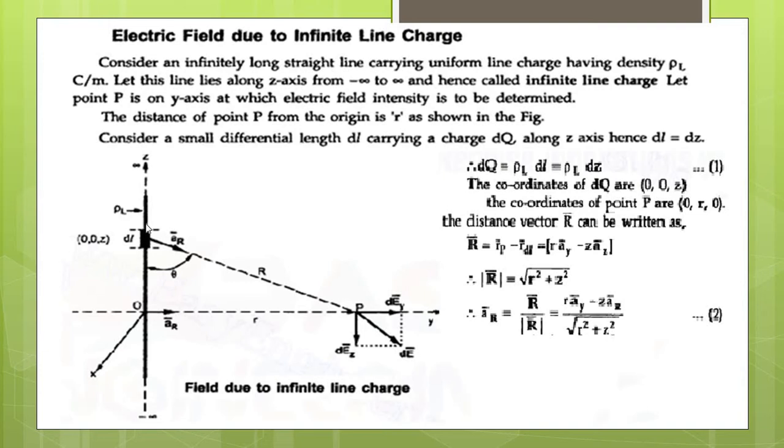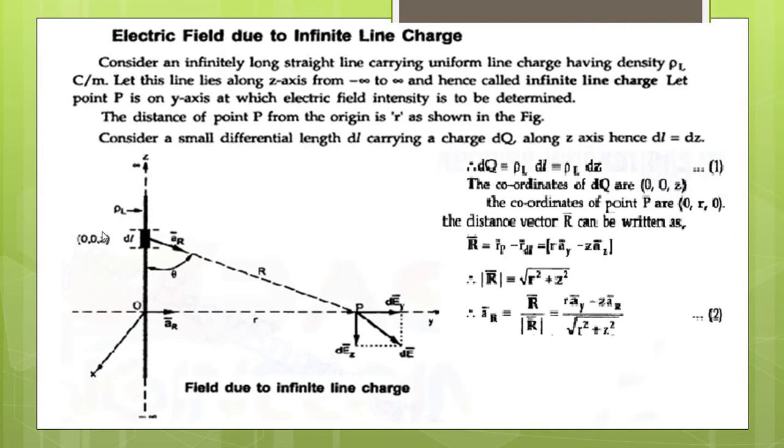We'll consider a differential length on the z-axis as dl. The distance between the origin and dl is z. The distance between dl and P we'll denote with capital R. Here also we'll use the same equations to write the differential charge: dq is equal to rho L into dl. As dl is on the z-axis, in place of dl we can substitute dz. The coordinates of dl are 0, 0, z.